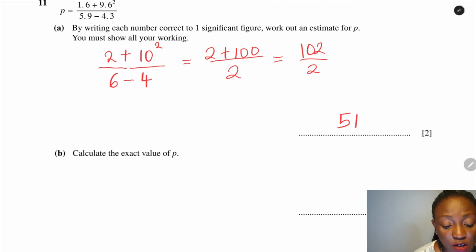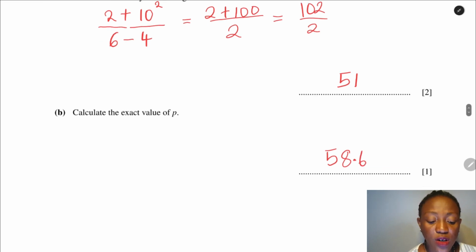To calculate the actual value of P, just put it in your calculator. You could put the entire thing or you could do your numerator first and then your denominator. Either way you get it done, you're going to have 58.6.